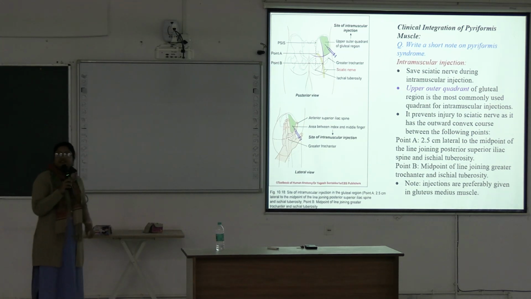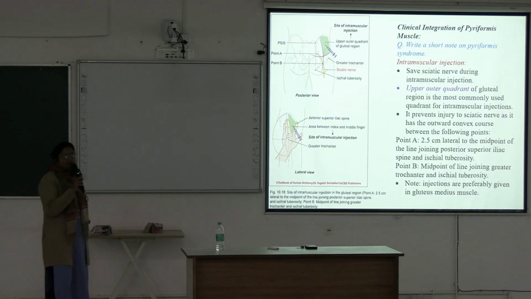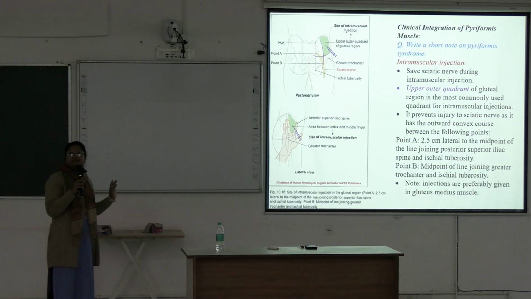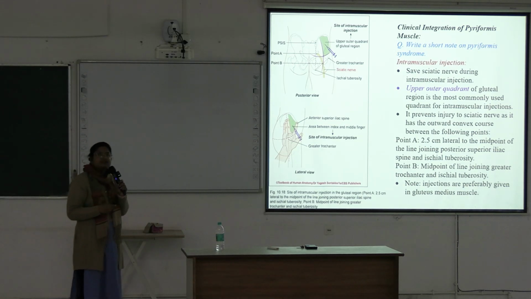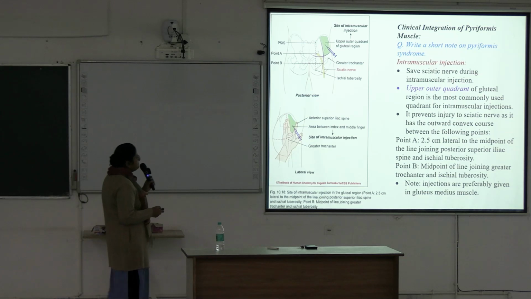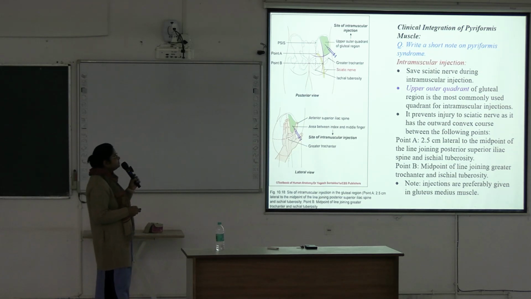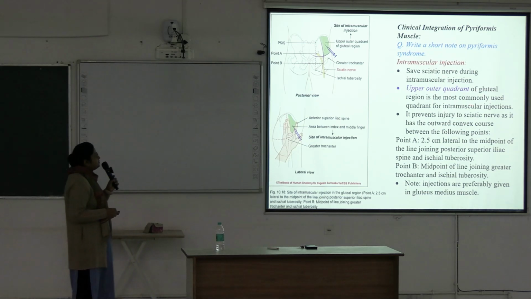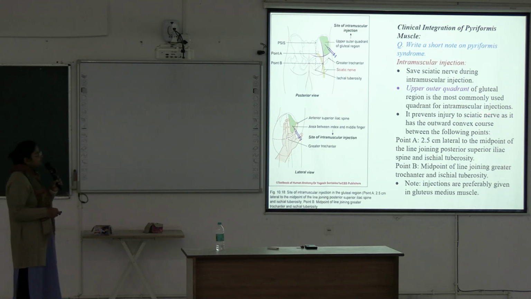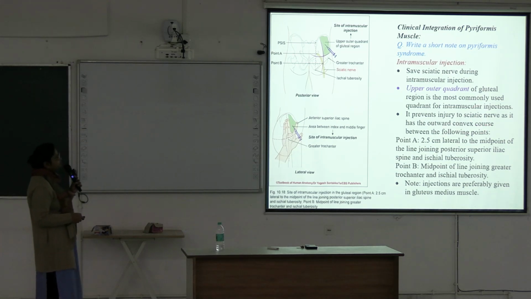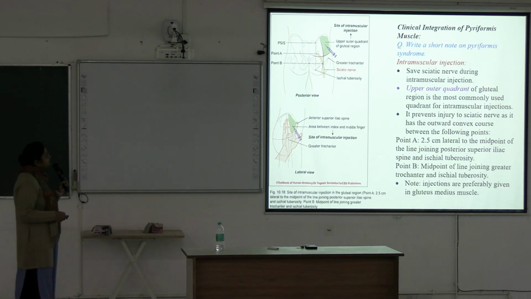Intramuscular injection: why is it given in the upper and outer quadrant in the gluteal region? Very frequently given, explain-why question. So to save the sciatic nerve during the intramuscular injection. The upper outer quadrant of gluteal region is the most commonly used quadrant for intramuscular injections, prevents injury to sciatic nerve as it has an outer convex course between these 2 points, point A and point B.